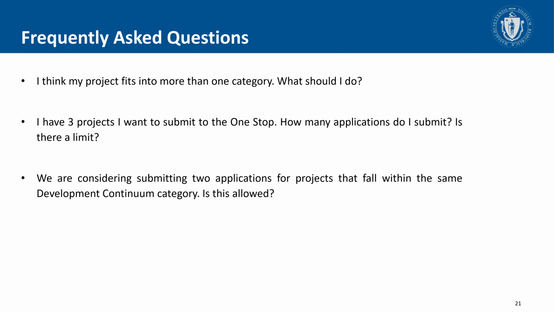So let's see. I think to get us started, the first question we usually get is, I think my project fits into more than one category. What should I do? And Pat, do you want to just reiterate? You covered this in several of the project examples. Sure, yeah. So all projects submitted through the One Stop should fit within a single development continuum category. If you do think that you have a project that crosses into different categories, you may want to consider breaking up that project into separate applications. It's likely actually different projects, in the scheme of the One Stop.